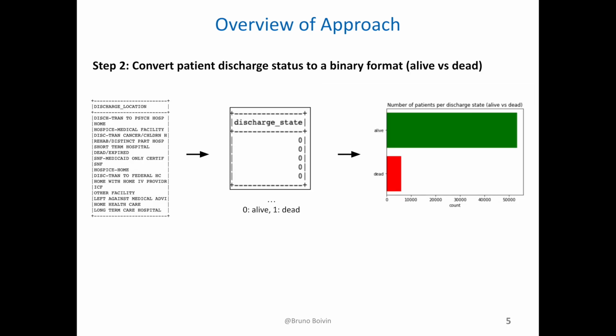The next step is to retrieve and binarize the discharge status of the patient to either alive or dead. So this data came from the admission record data, and there's a different number of discharge locations, and one in particular is of interest here. It's called dead expired, and that one got converted to a 1, and everything else got converted to a 0, meaning that the patient left the hospital alive.